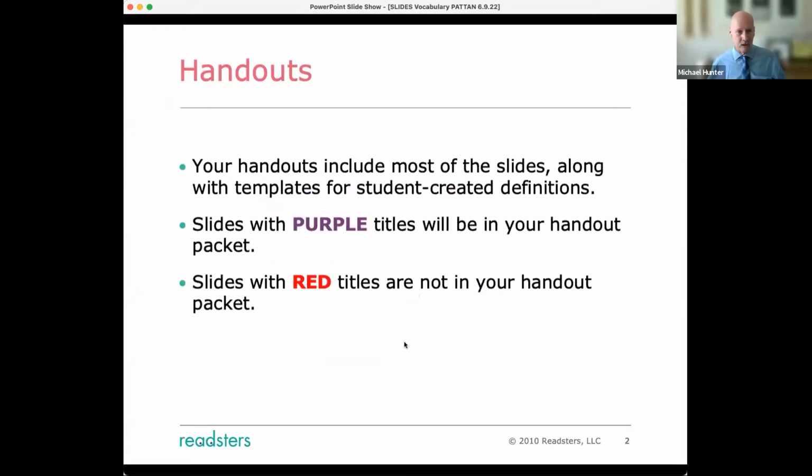There we go. Okay, first thing I want to tell you is, if you've been able to get access to the handouts, we have a system that we use in our handouts where if the title on the slide up here is red, that particular slide will not be in the handouts, and that's on purpose. So don't freak out if you can't find it. And if it has a purple title, it should be in the handout packet.